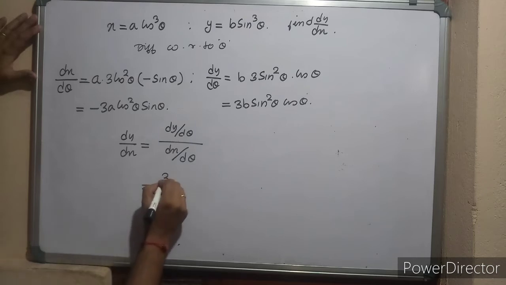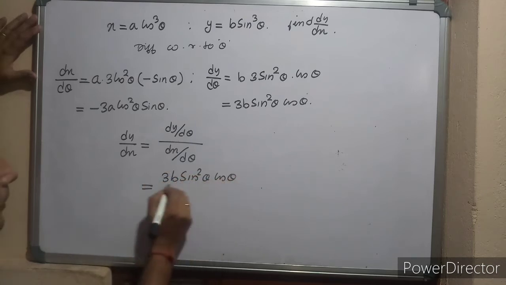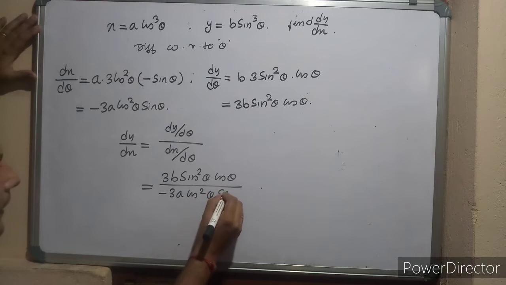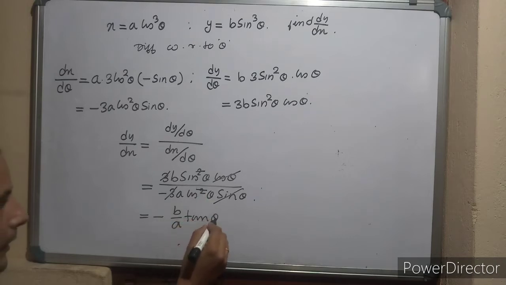Now I'll substitute. dy by d theta is 3b sine square theta cos theta, over dx by d theta, which is minus 3a cos square theta sine theta. Now next is the cancellation, numerator over denominator form. 3 gets cancelled, this cos and this cos get cancelled, sine and this sine get cancelled. Now it is minus b upon a. What remains after cancellation? Sine theta over cos theta, which is tan theta.